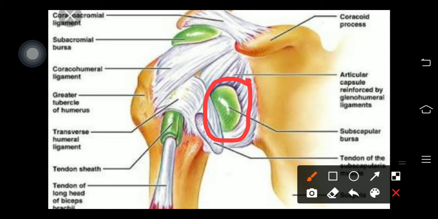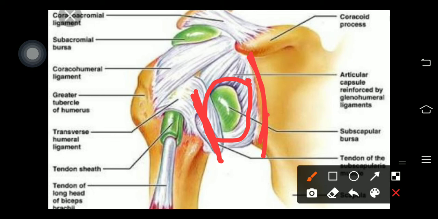The subscapular bursa is between the tendon of the subscapularis muscle, this is the subscapularis muscle, and the neck of the scapula. So it is between these. It's called the subscapular bursa.